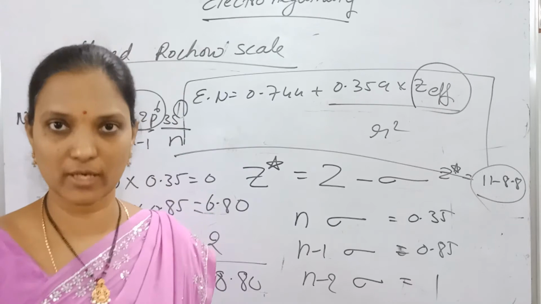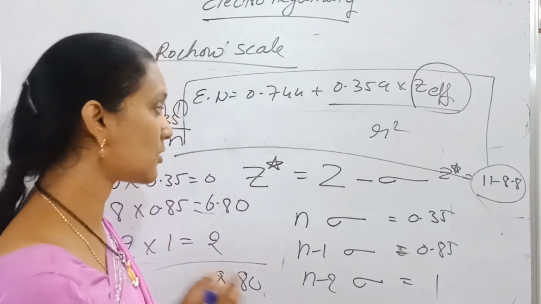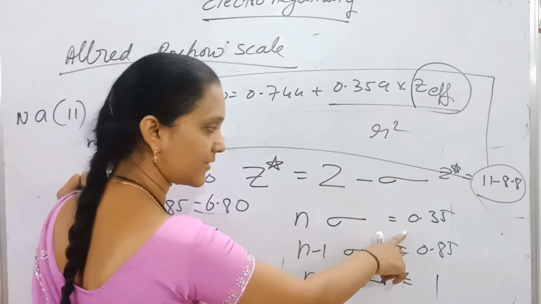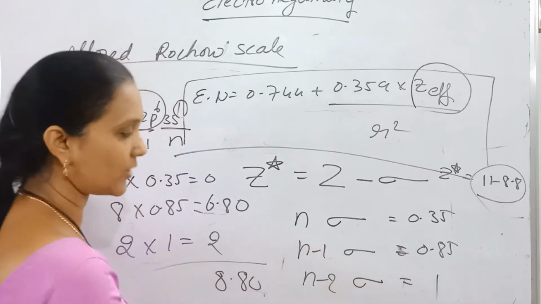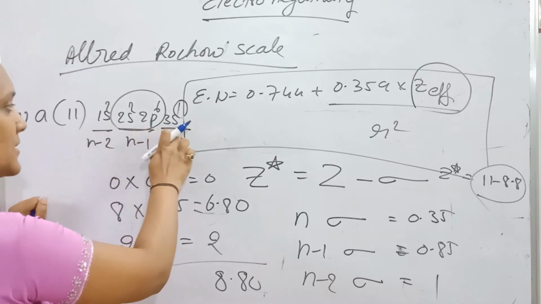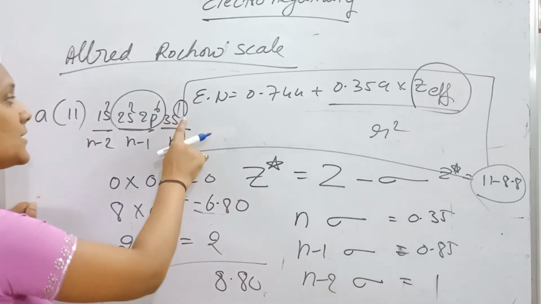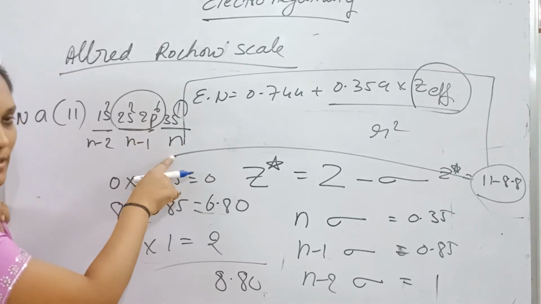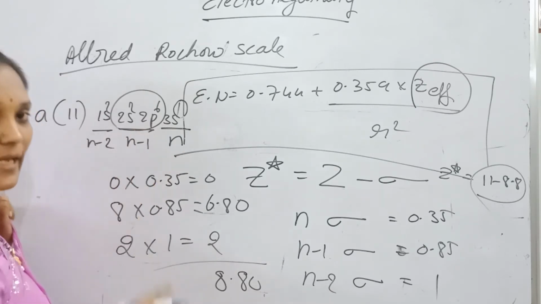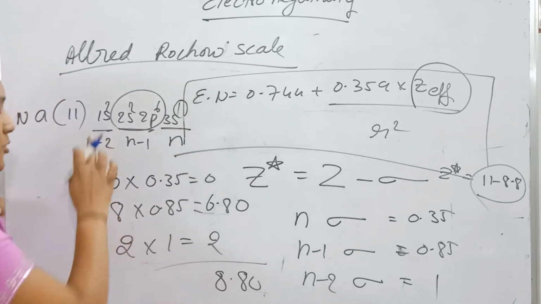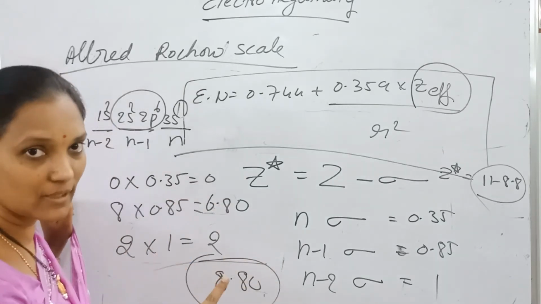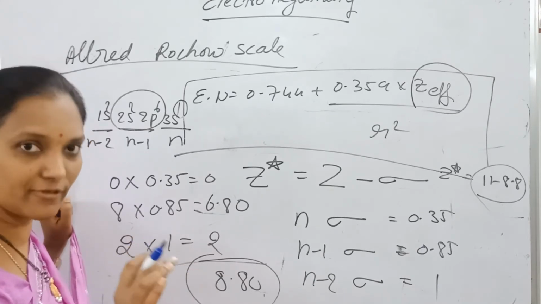Like this, first we have to calculate the effective nuclear charge. How? Z star is equal to Z minus screening effect. Outer electron screening effect 0.35, inner electrons 0.85, innermost electrons 1. Sodium 11: 1s2, 2s2, 2p6, 3s1. One electron in the outer shell, on which we are calculating. Remaining electrons 0, 0 into 0.35. Inner shell 8 electrons, 8 into 0.85. Innermost 2 electrons, 2 into 1. Total screening effect is 8.8. Then atomic number 11 minus 8.8 is the effective nuclear charge.